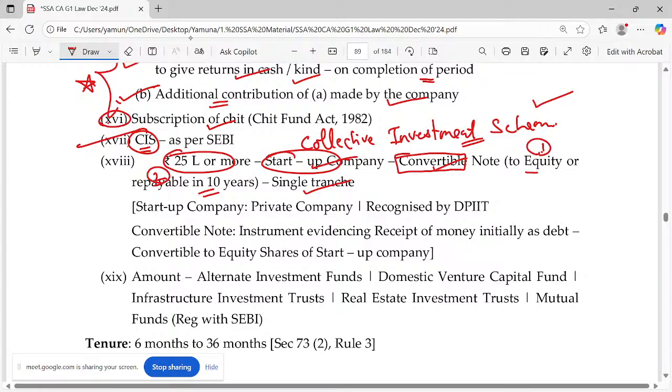Okay? Because it's regulated. See, startup company means it's a private company, recognized by DPIIT. And a convertible note means an instrument evidencing receipt of money initially as debt, convertible to equity shares of the startup. It's understood. Convertible note, everybody understands. Okay? And then this last point.